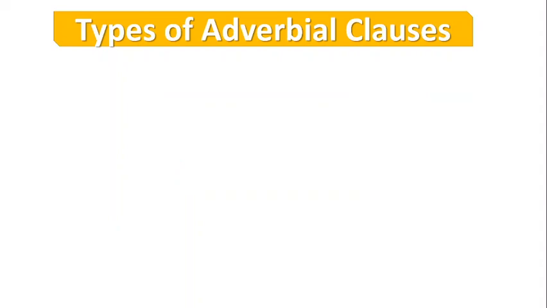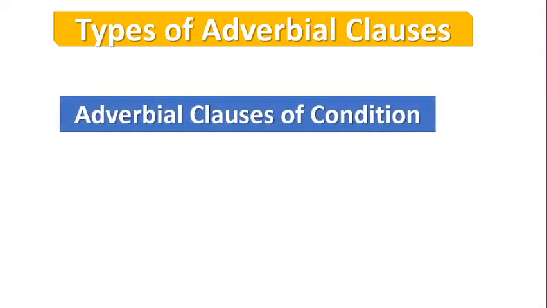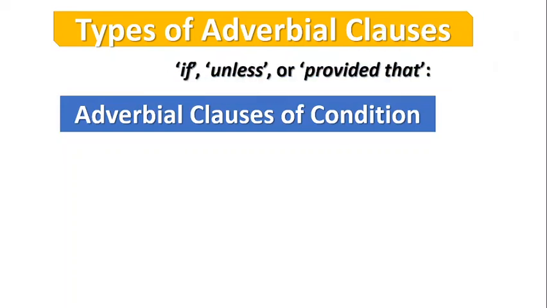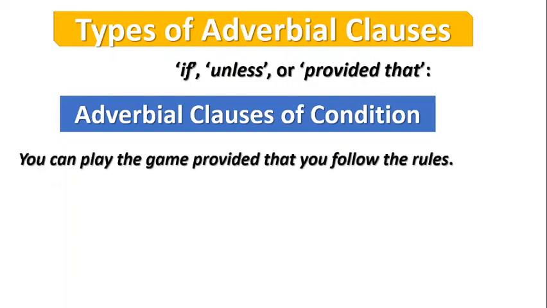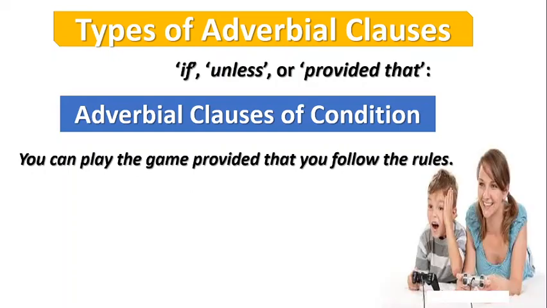We proceed to another type, adverbial clause of condition. Adverbial clause of condition tells us about the circumstances under which something happens. The clause often begins with if, unless, provided that, and so forth. So when you see these kinds of conjunctions in a sentence, you are likely to see an adverbial clause of condition. Look at this example. You can play the game provided that you follow the rules.